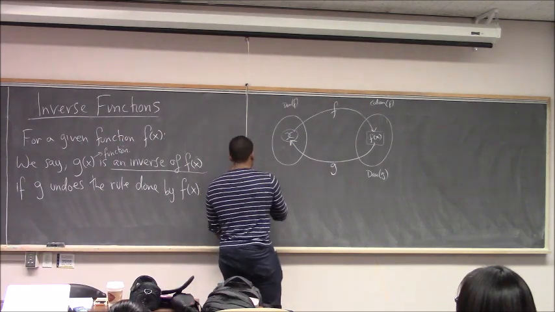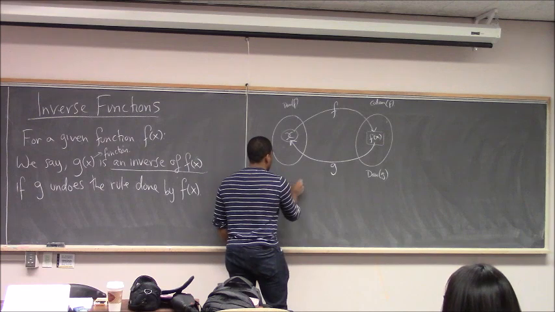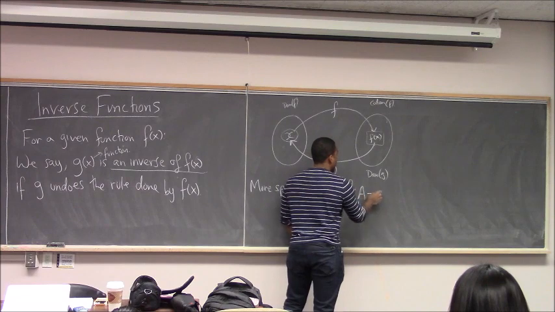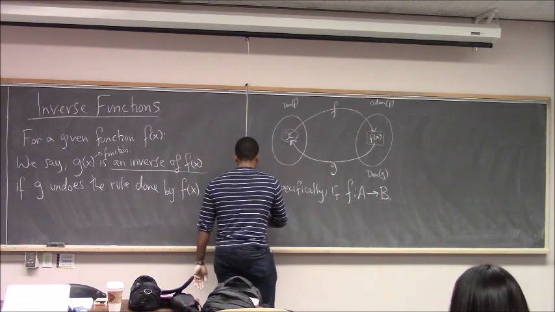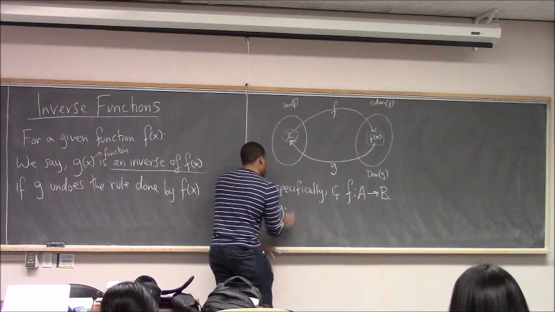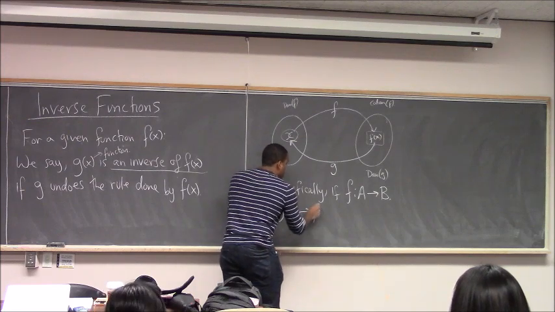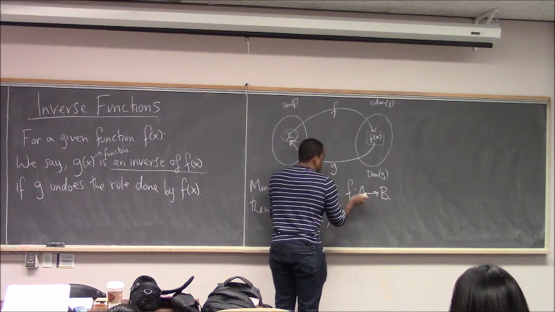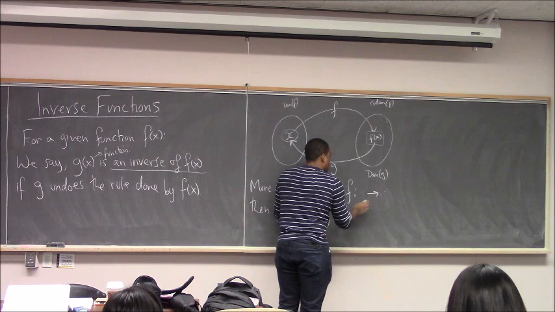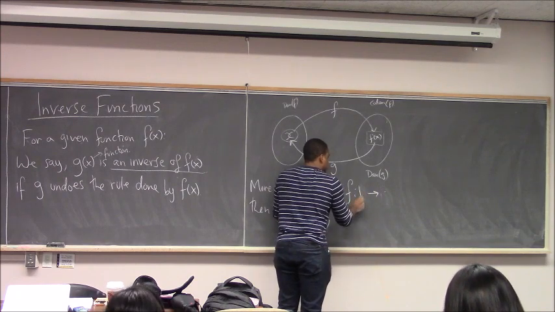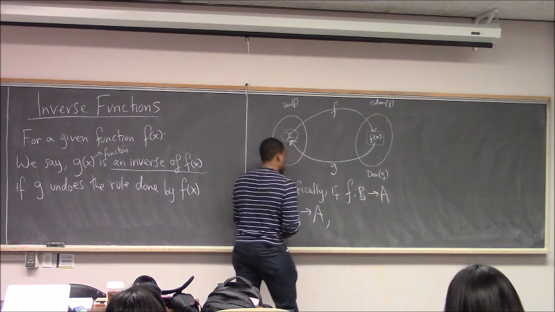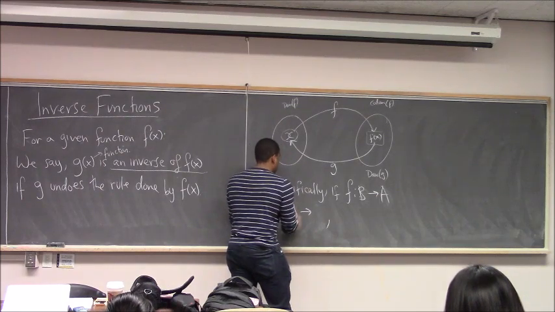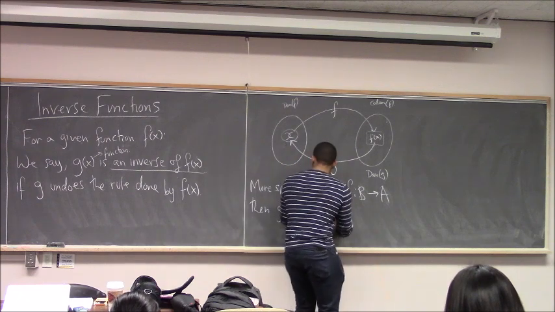So, more specifically, if f is a function with domain A and codomain B, then g is a function with domain B and codomain A. Let's swap these. I'm so used to writing the A before the B.